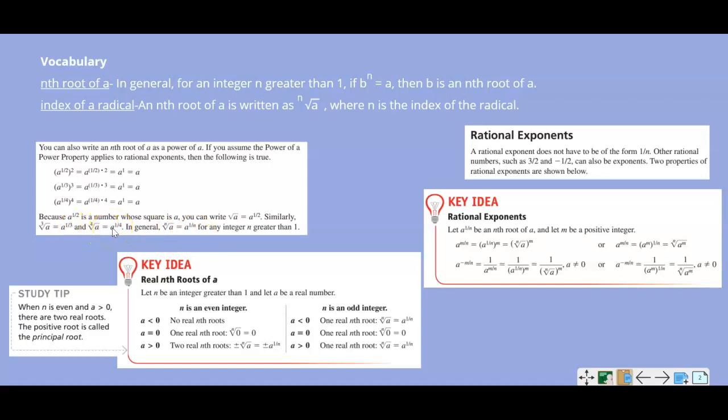So it may give it to you in exponential form and ask you to write in radical form, and they may give you radical form and ask you to rewrite it in exponential form. So that's what it's asking you to know, that these two things are equivalent.